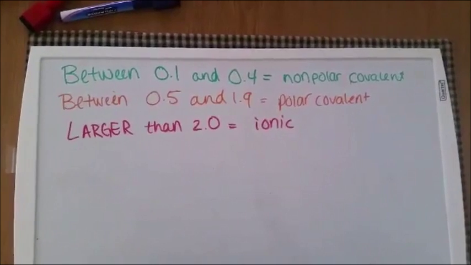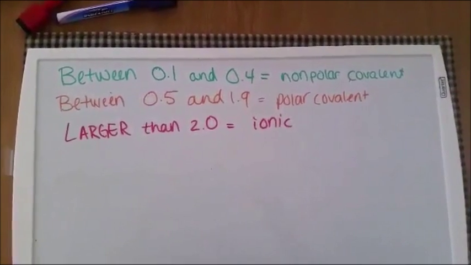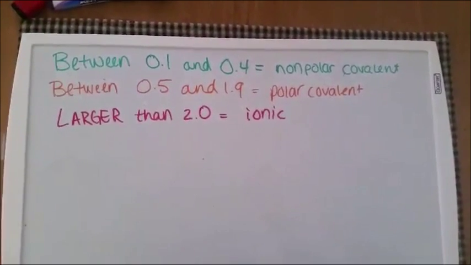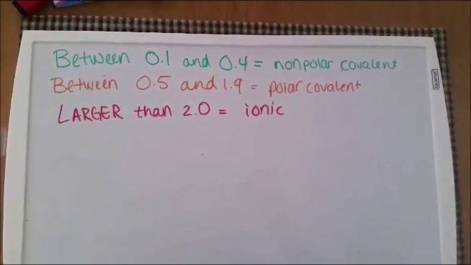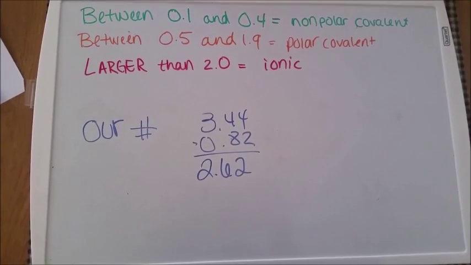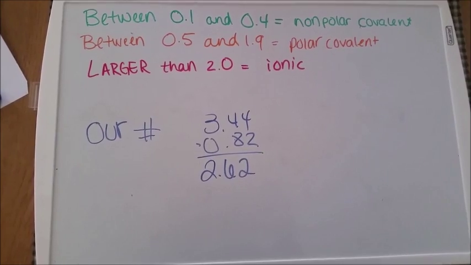So if we have a number between 0.1 and 0.4, it'd be nonpolar covalent. A number between 0.5 and 1.9, it'd be polar covalent. And larger than 2.0, it'd be ionic. The number we got was 2.62, which is larger than 2.0, so it is ionic.